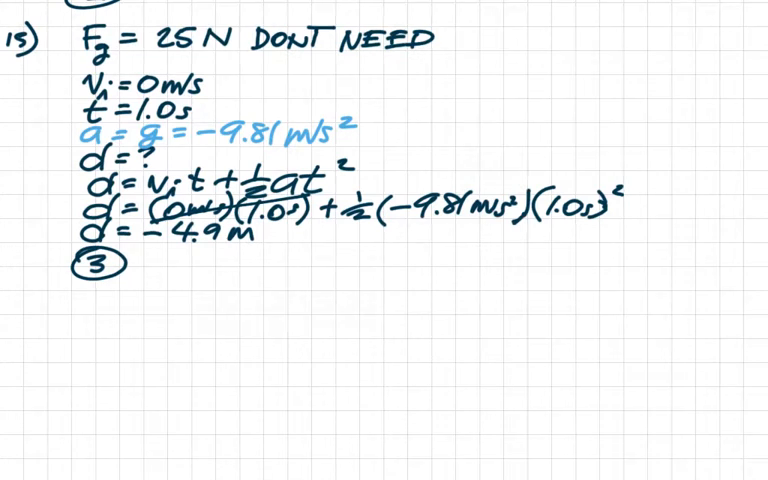In 15, they give us the weight of the object, which we don't need, and we want to know distance. So even though my answer comes out as negative, distance is a scalar, so we just make it positive. 4.9 meters, choice 3. Next.